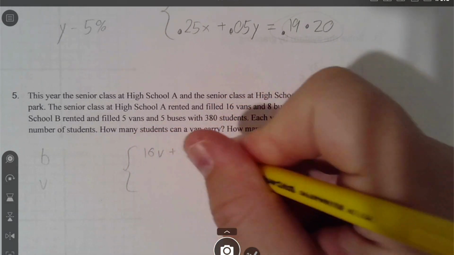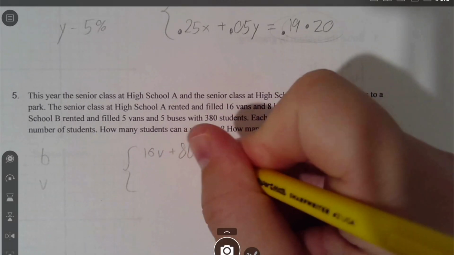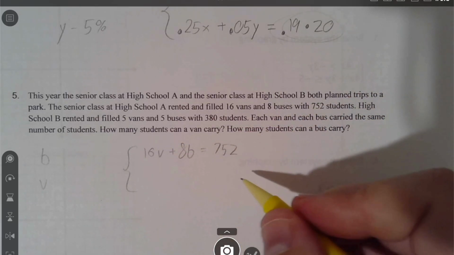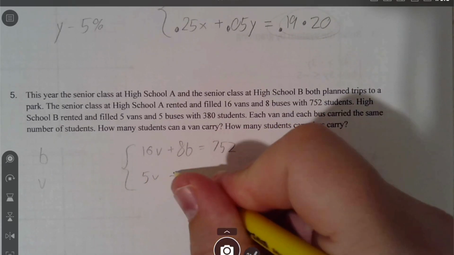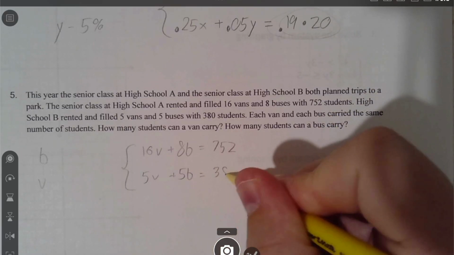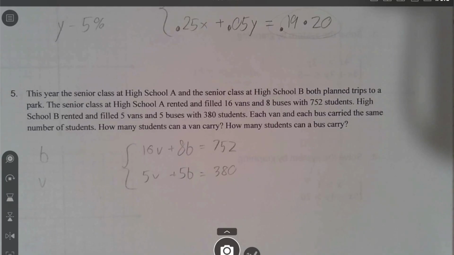16 vans plus 8 buses should give you 752 students. And underneath, 5 vans, 5 buses should give you 380 students. And this would be another question that is probably most suited for elimination, but it still would take some work to get to the final answer. All right, but those are your different scenario setups. Again, each one has their own little different flavor. Just be careful as you go through and take your time.